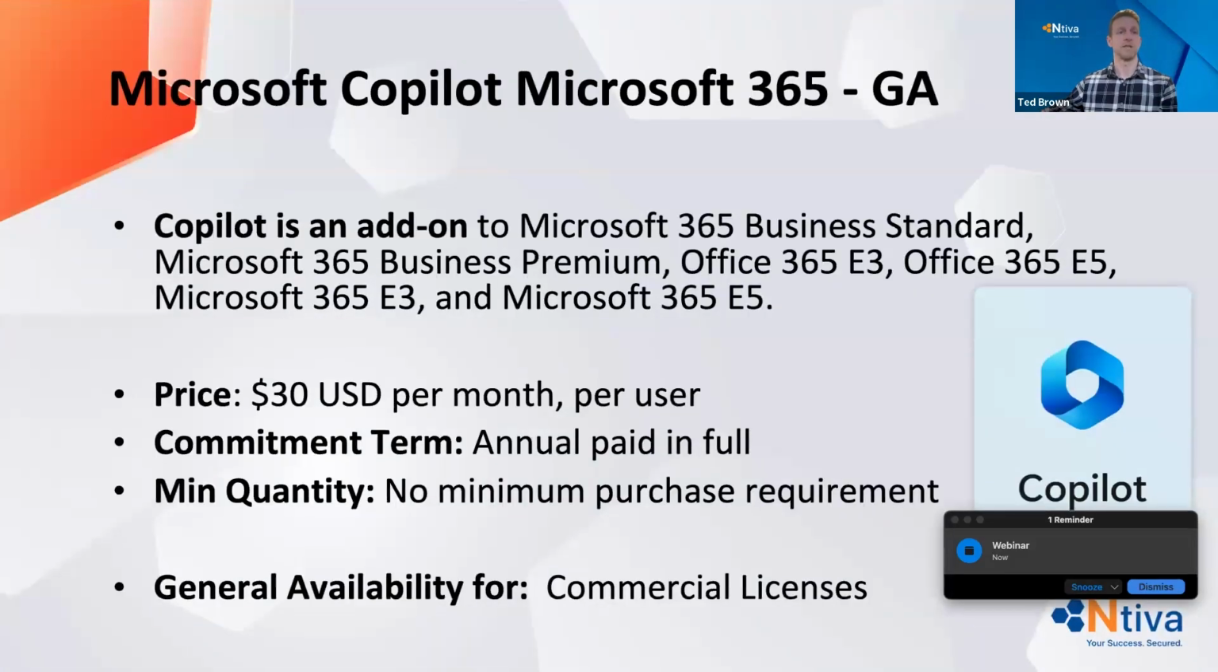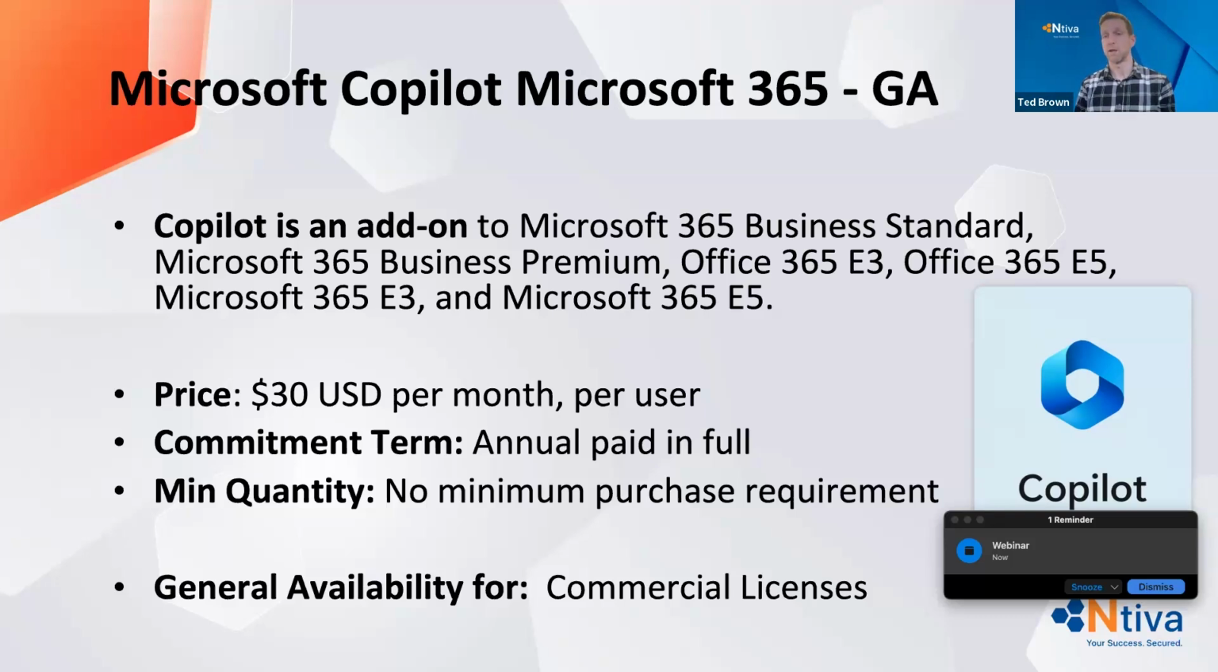So what was recently announced by Microsoft? Microsoft announced in the middle part of January that Microsoft Copilot for Microsoft 365 is generally available for commercial tenants. What this means is that Microsoft Copilot is now available as an add-on if people have licensing types as Microsoft 365 Business Standard, Microsoft 365 Business Premium, Office 365 E3, Office 365 E5, Microsoft 365 E3, and Microsoft 365 E5.